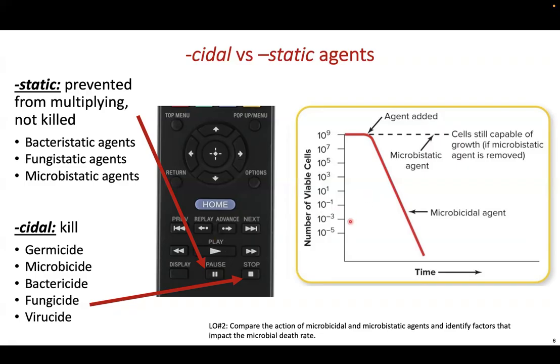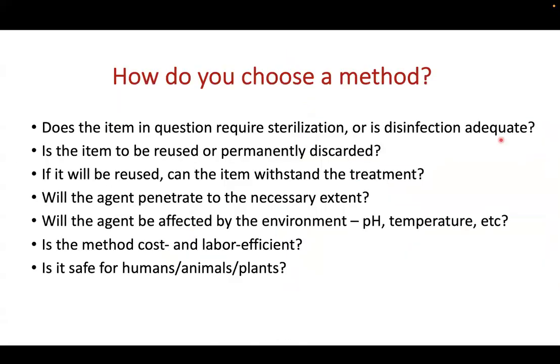And as you can see on this graph, once we start adding the agent, when you add agents such as a microbicide, which is a cidal agent, basically to kill it, you realize that within a short time, the number of microbial cells goes down. It means they've been killed, compared to when you add something like a microbistatic agent, which is a static agent. It doesn't bring the microbial quantity down, it just stops their growth.